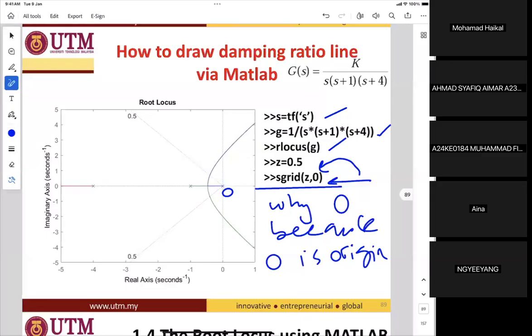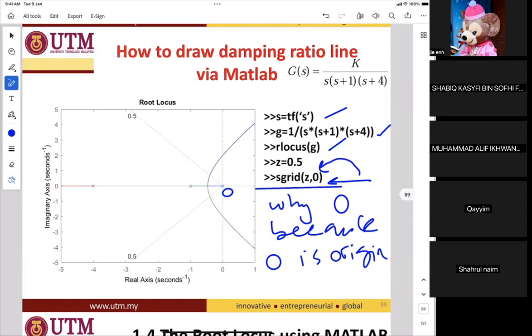Aina? Why 0? Why not 10, 100? Viyin? Why 0? Yes, doctor. Because there is zero pole.